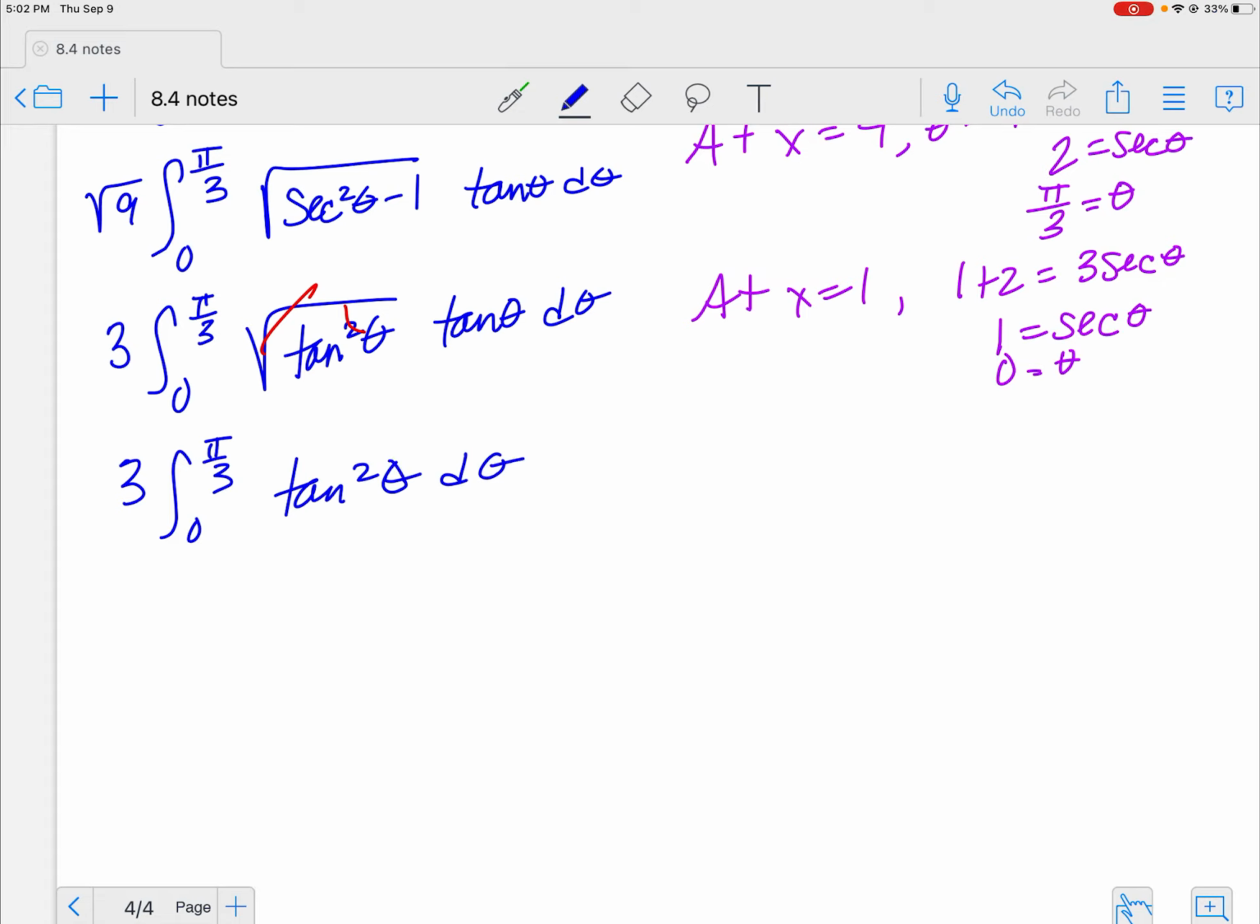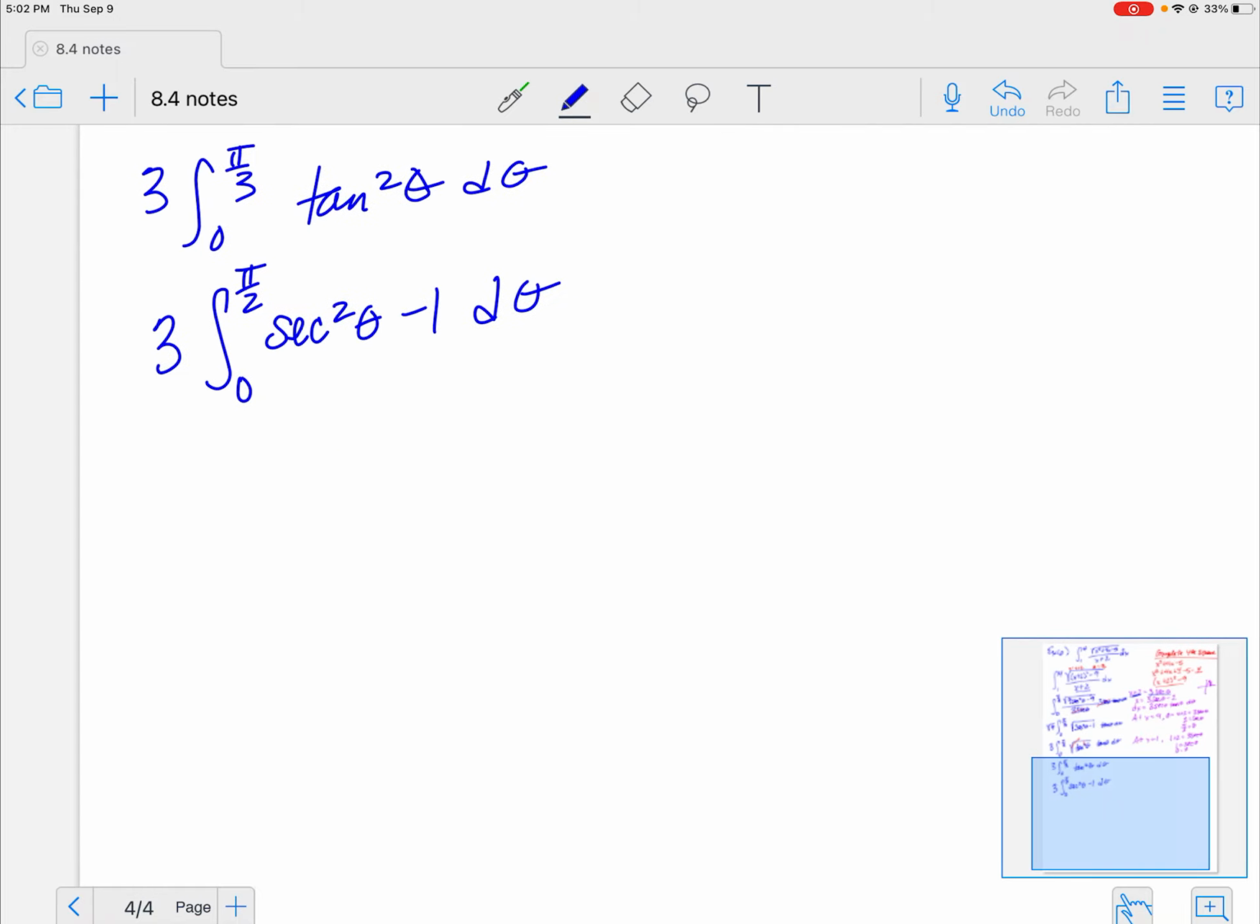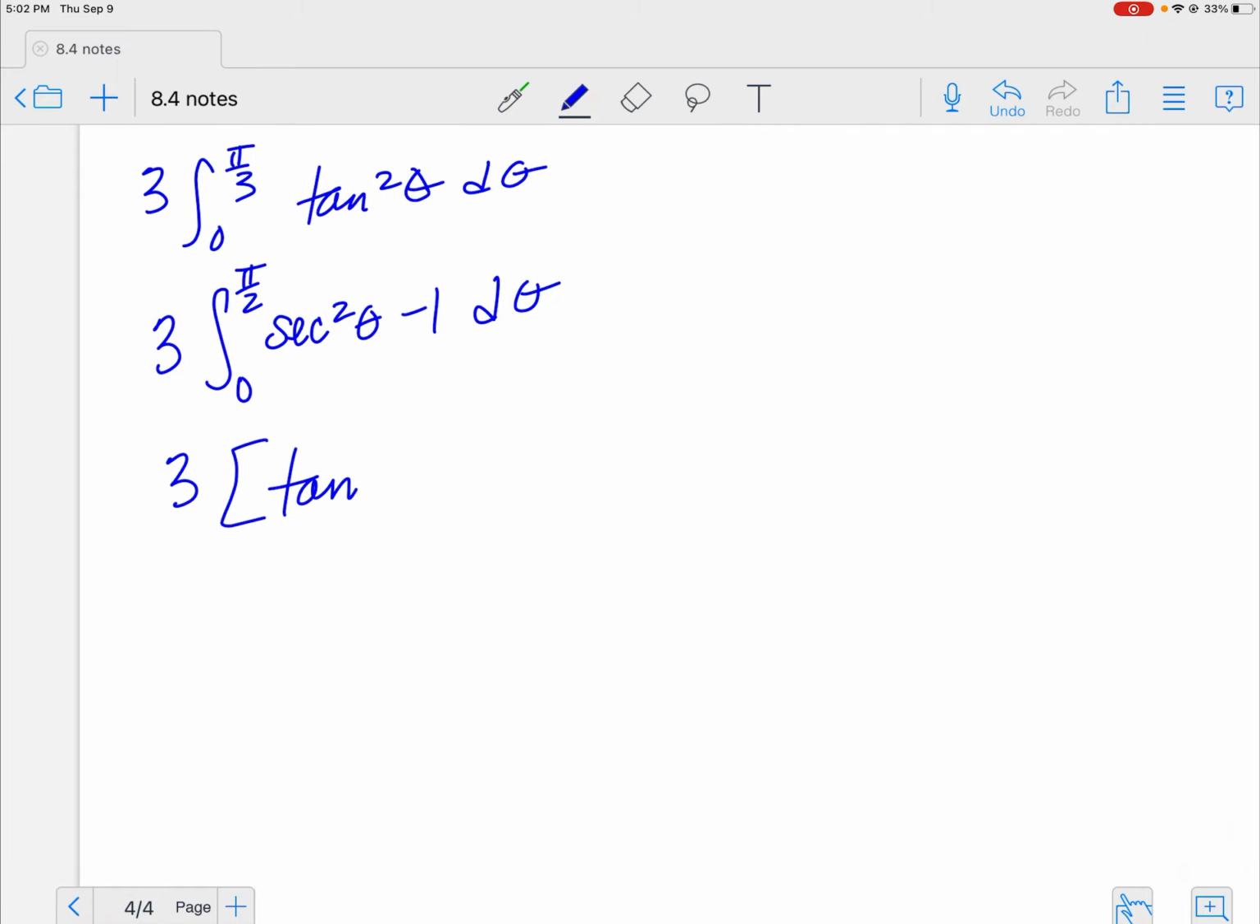Now I don't have some fancy little power reducing formula for tangent squared. However, we do have the Pythagorean identity. So this is the same thing as secant squared theta minus 1. And that is awesome because both of those have an antiderivative. Right? Heck yeah, they do. So 3 times tangent theta minus theta from 0 to pi over 3. You guys are probably hollering at me. Great job.